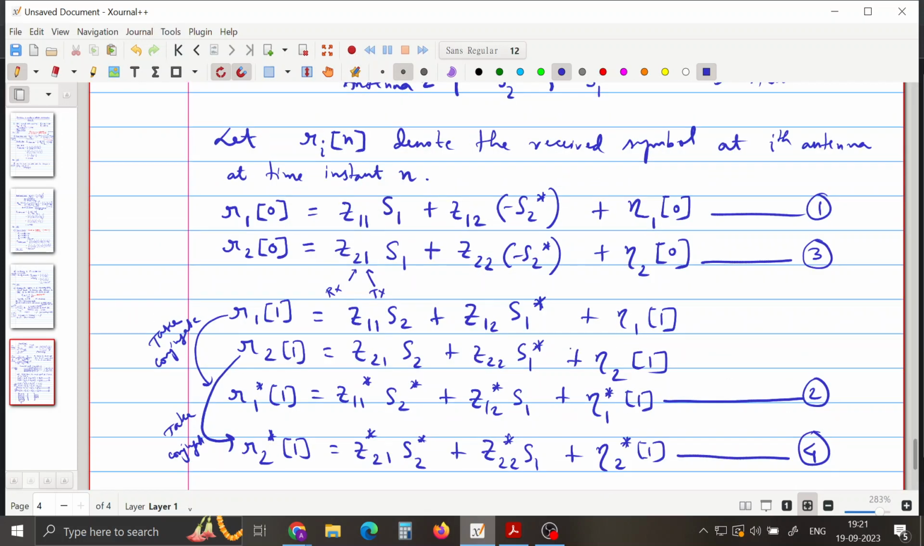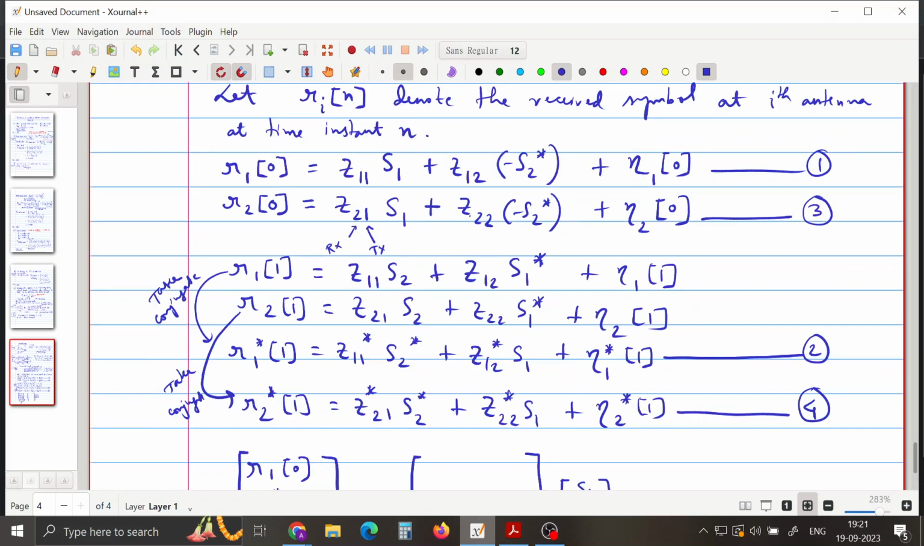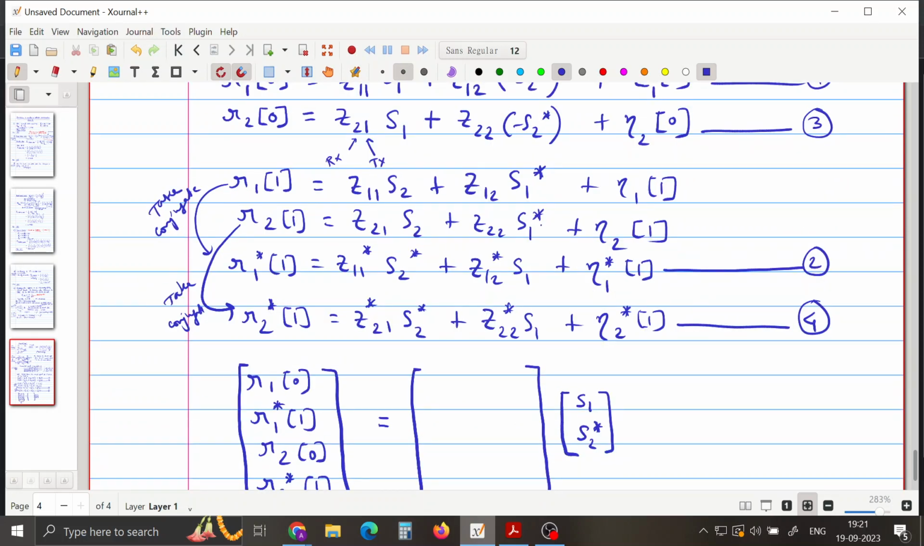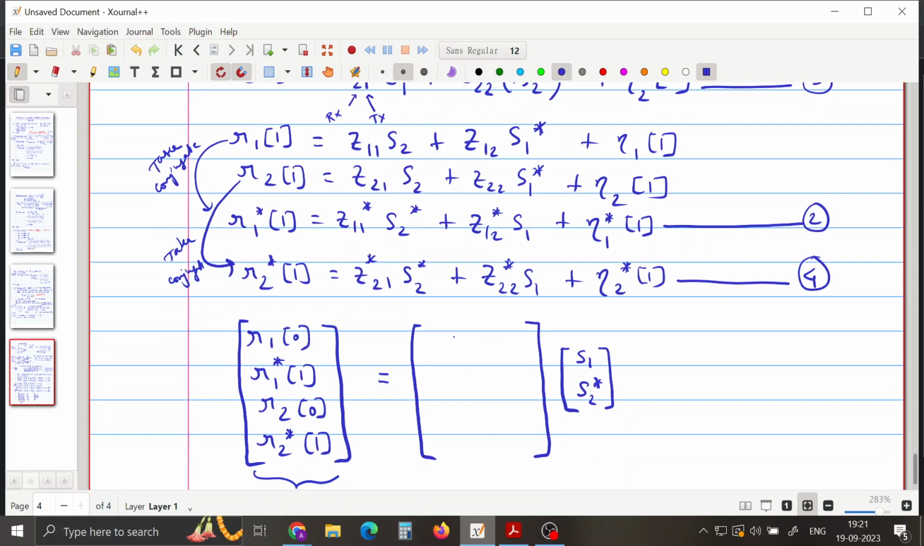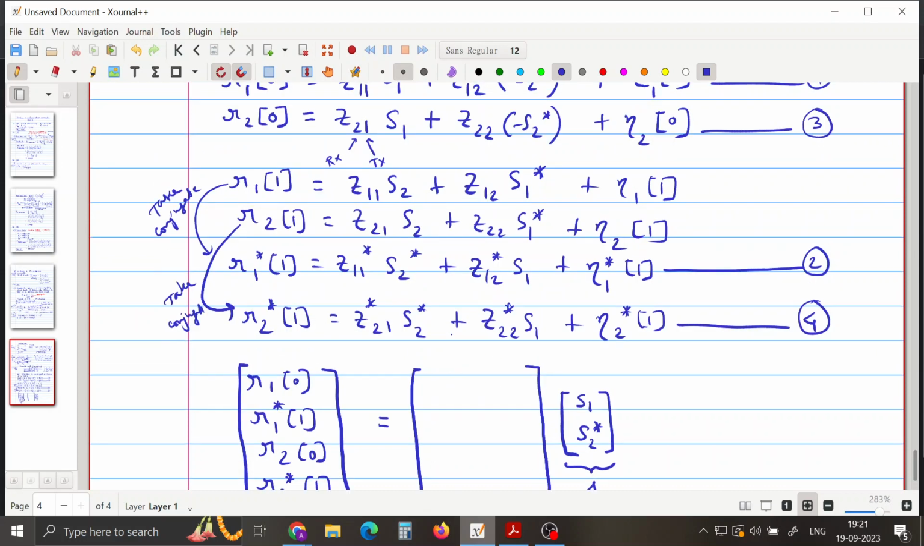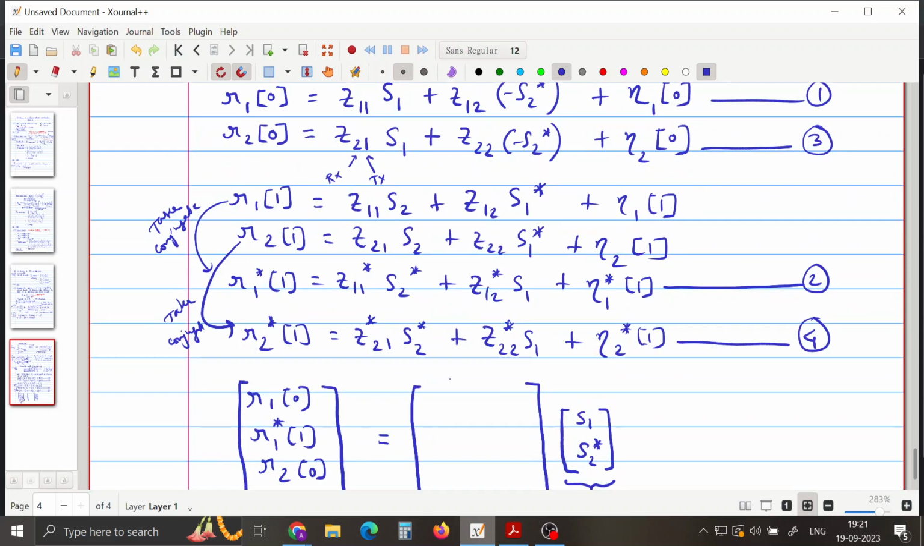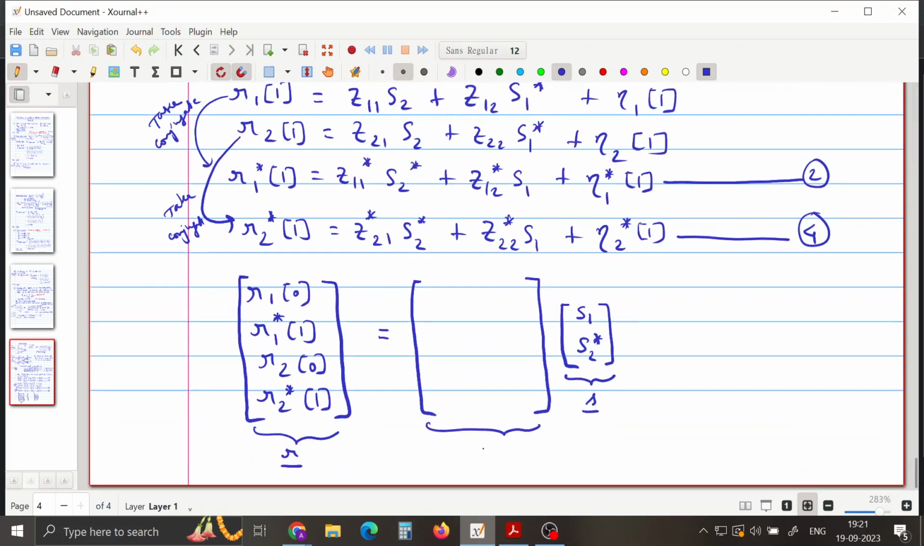Okay, see, in all the equations there is S1 and S2 star, right? So I'm forming a vector like this. If I call it vector S, then from the equations I can clearly form this Z matrix, right? So there I will have some Z matrix.